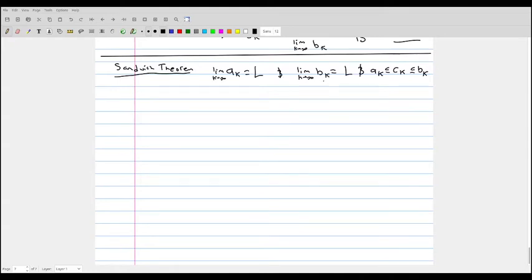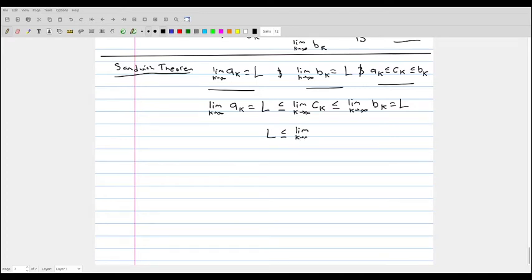If this is true for all values of k, then we can definitively state that, because the limit as k goes to infinity of ak is equal to L, this has to always be less than or equal to the limit as k goes to infinity of ck, which always has to be less than or equal to the limit as k goes to infinity of bk, which is also equal to L. So that means that the limit as k goes to infinity of ck will be greater than or equal to L and less than or equal to L, which means that it's squeezed in between these two. This is also sometimes called the Squeeze Theorem.